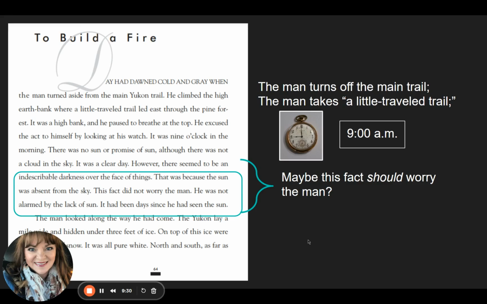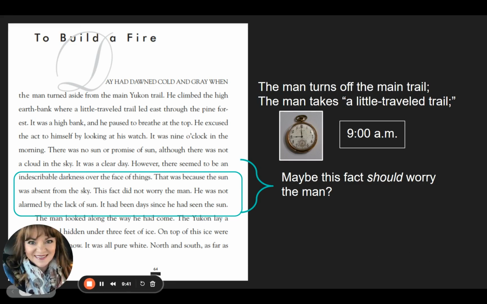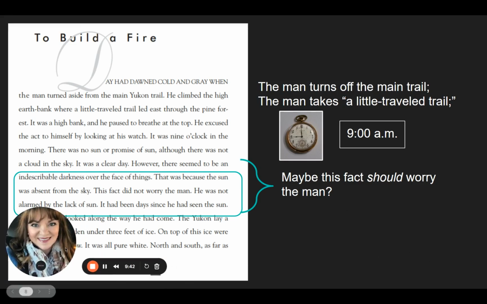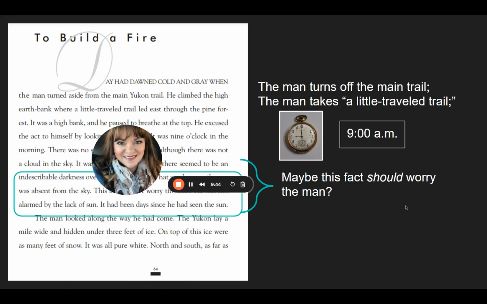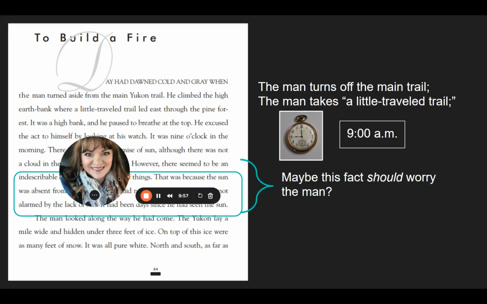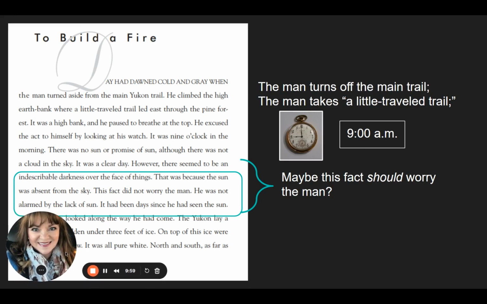That was because the sun was absent from the sky. This fact did not worry the man. He was not alarmed by the lack of sun. It had been days since he had seen the sun. The man looked along the way he had come. The Yukon lay a mile wide and hidden under 3 feet of ice. On top of this ice were as many feet of snow. It was all pure white.